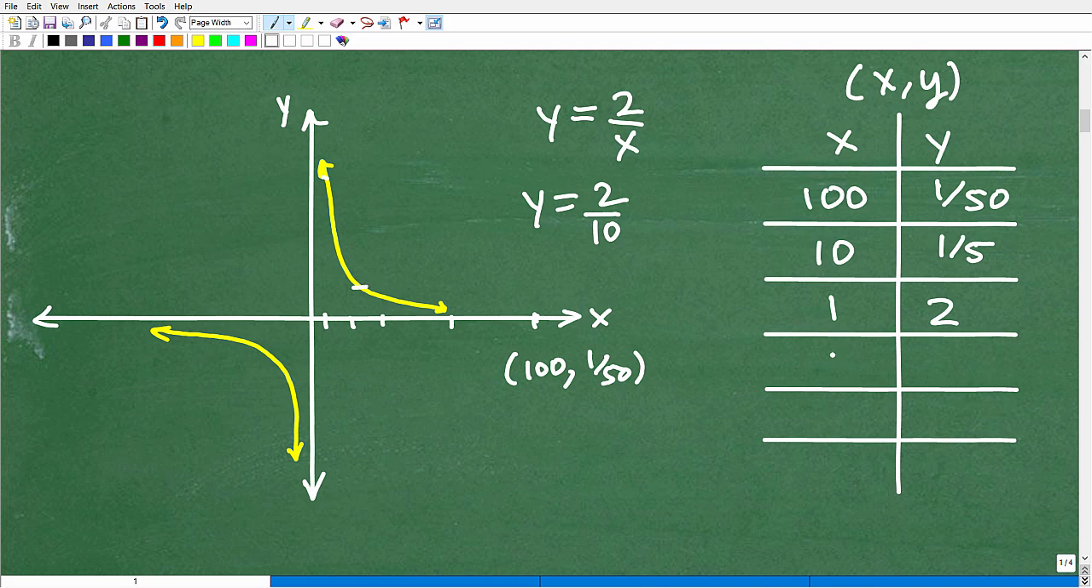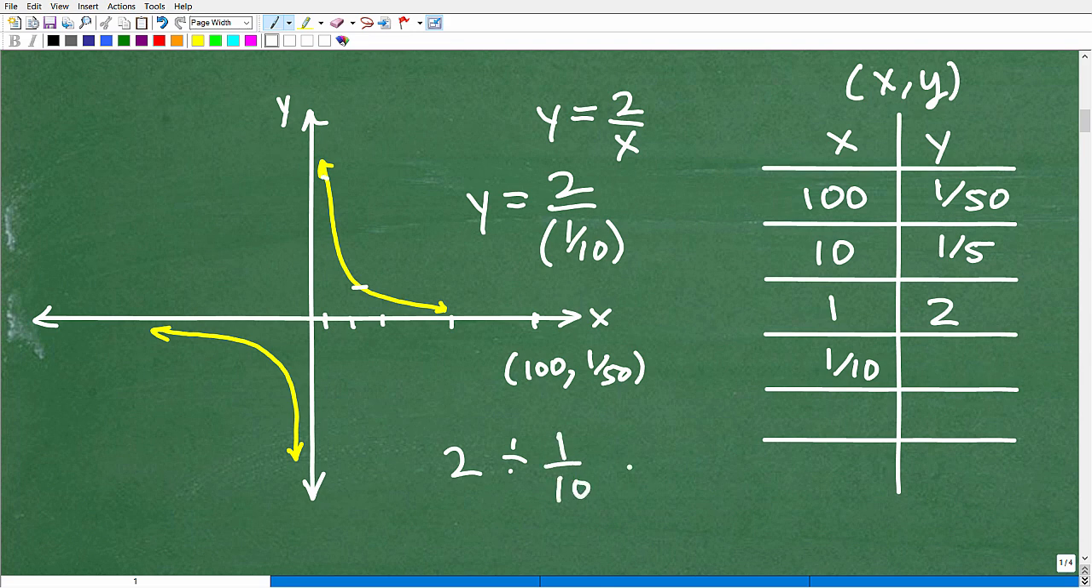But what about when x is, let's say, 1/10? Let's say it's really, really small. What is the value of y when x is 1/10? Of course, we have to know how to deal with these complex fractions. So 2 divided by 1/10 is the same thing as 2 times 10 over 1. So that's 20.